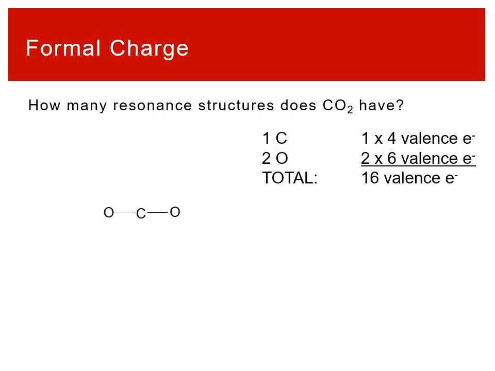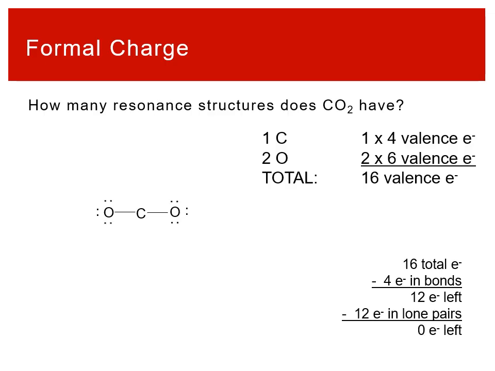We start with calculating our total valence, make our skeleton, do some accounting, make our lone pairs. When we make those lone pairs, we've now used all of our electrons, and carbon doesn't have an octet. So we know we're going to have to make double bonds, which is a good sign. We've formed this before. So hey, we made our CO2 Lewis structure. This is what we're used to seeing.